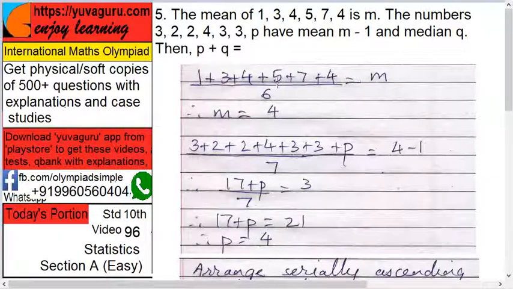3 plus 3 is 6. Okay. So 1 plus 3 plus 4 plus 5 plus 7 plus 4 upon 6. Add this, you will get M equals 4.